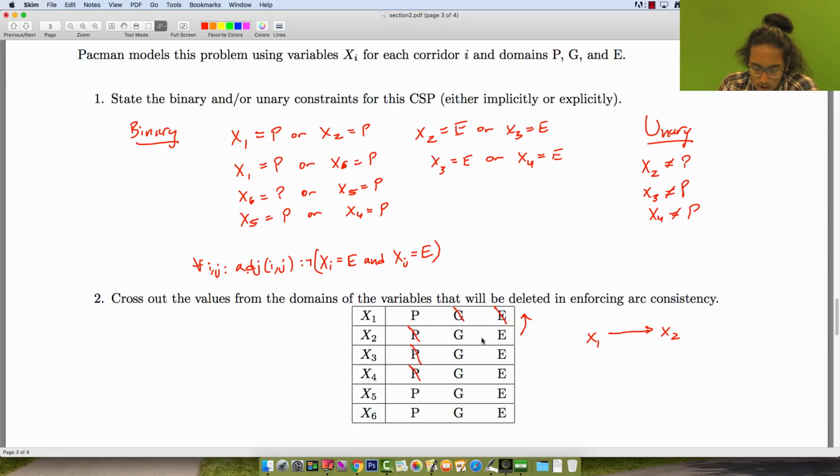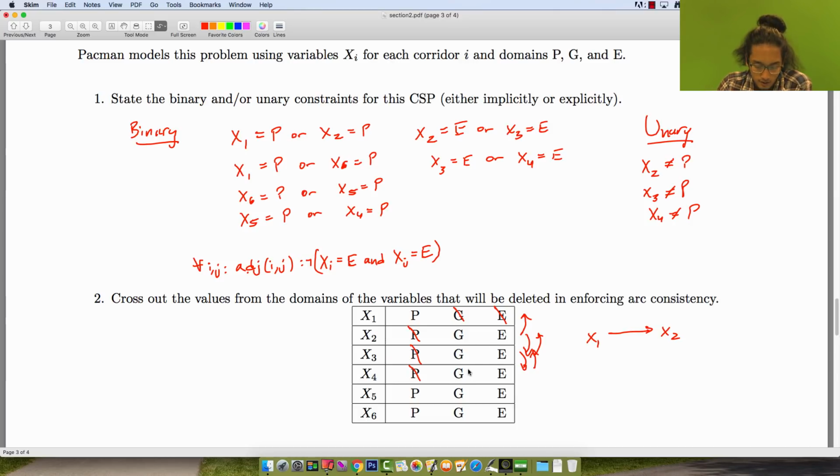Does everything work for x2 and x3? Well, yes, it is going to work, because if I assign G to x2, what is the constraint between x2 and x3? We have that at least one of them must be E. So if I'm assigning G to x2, I can assign E to x3, and so this one is consistent. And if I assign E to x2, I can then assign G to x3, and once again that confirms that both of these values are consistent for the arc going from x2 to x3. The same logic applies for this arc, and for the x3, x4 arcs. So nothing ends up getting removed from the domains of x2, x3, and x4.